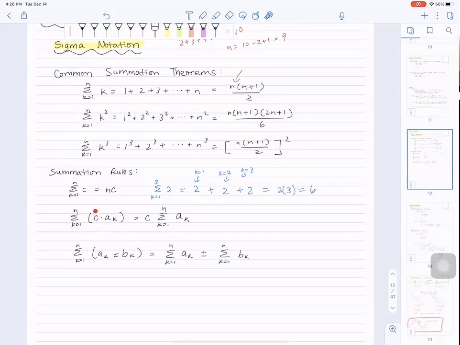Similarly, if you have the sum of a constant times a sequence, you can take that constant out. Or if you have the sum of 2 sequences, you can also separate them. So it's the sum of the first sequence plus or minus the sum of the other sequence.